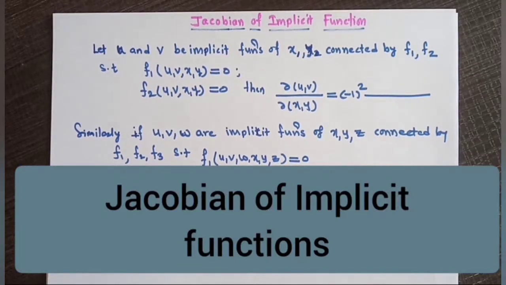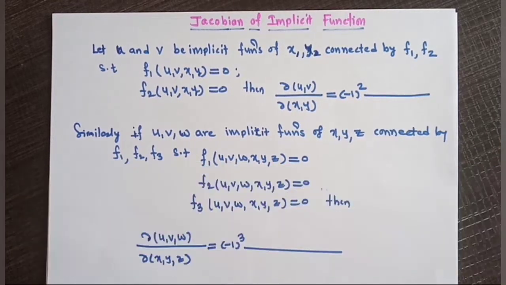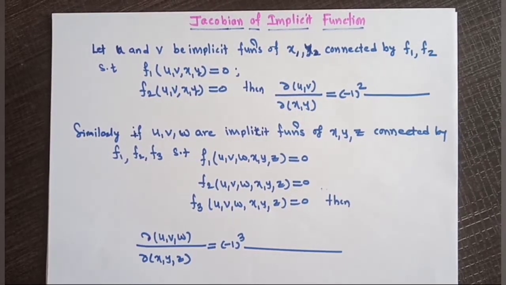Our today's topic is Jacobian of implicit function. Last time we have seen the definition of Jacobian and some examples on Jacobian. Now in today's session we are going to learn how to solve Jacobian for implicit functions. Now what is the implicit function?